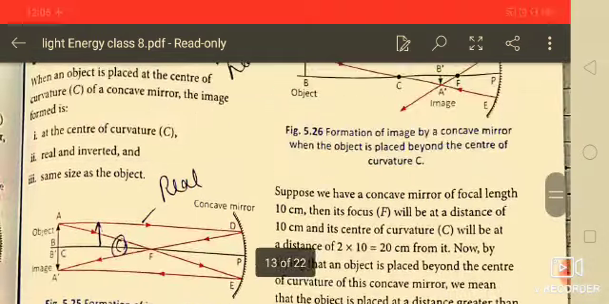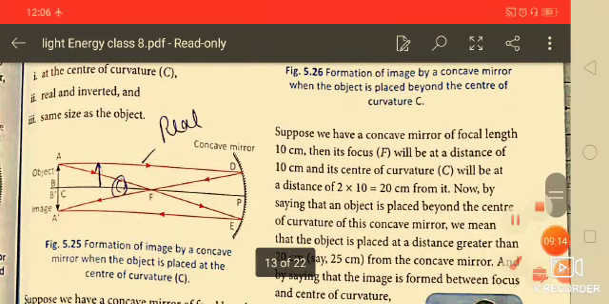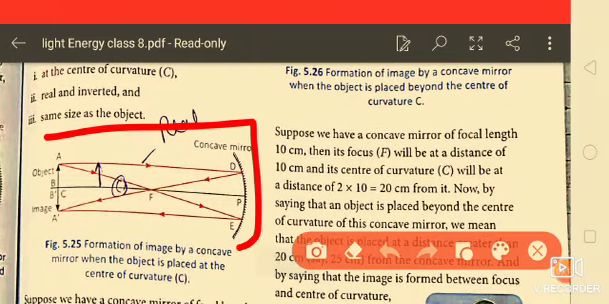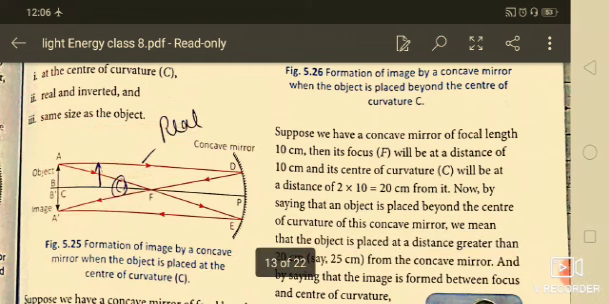Now students, here in case number 4, this one is the figure. Here you are seeing the center of curvature, after that you are finding the same, this one is the object and this one is the image, okay.